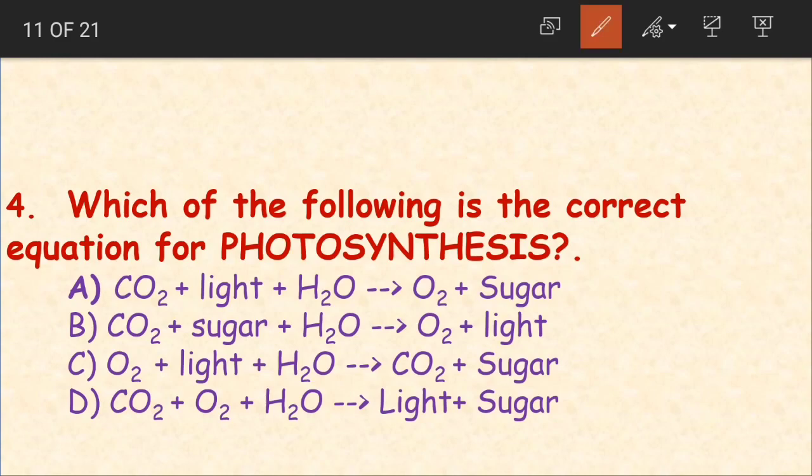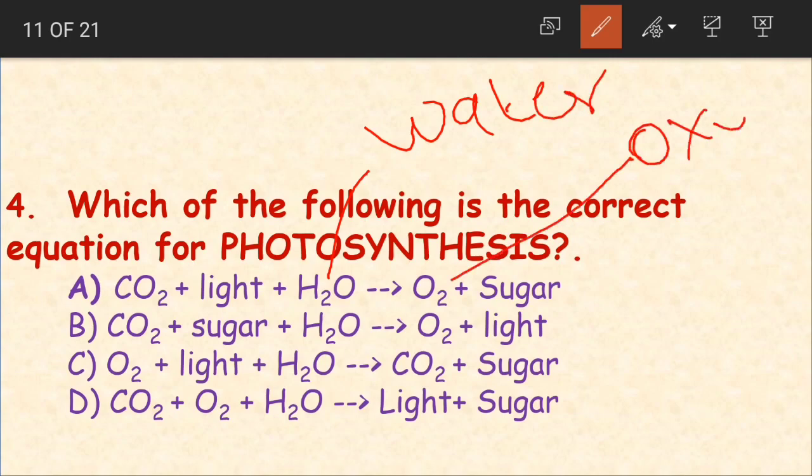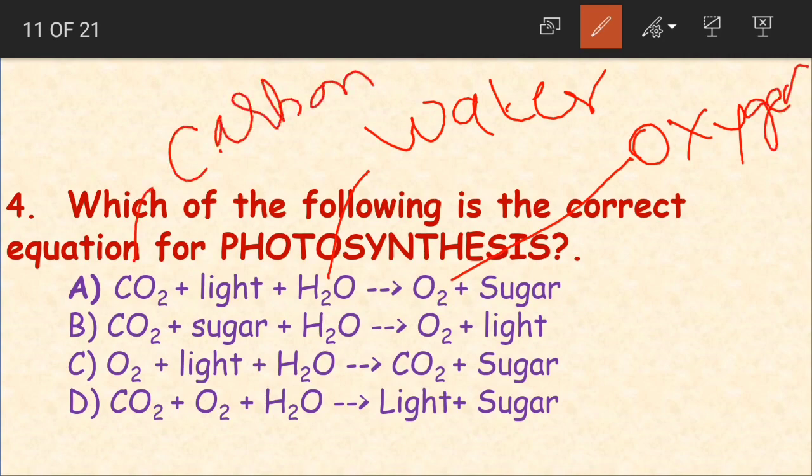Results in O2 plus sugar. O2 is nothing but what? Oxygen. Oxygen plus sugar. That is the first one. This is H2O, water. I'll just write here for your idea. O2 is oxygen. CO2 is carbon dioxide. Now, B option is carbon dioxide plus sugar plus water results in oxygen plus light.